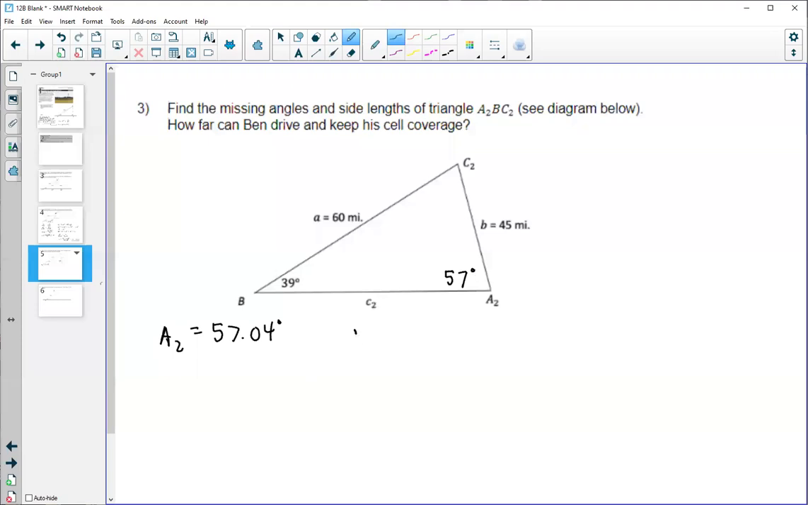And then we could take 180 minus 39 minus 57, and we get 84 degrees. So that is C2, the angle. So I'm going to put 84 degrees up there. So all the angles are known, and now we can apply the law of sines to finish this.